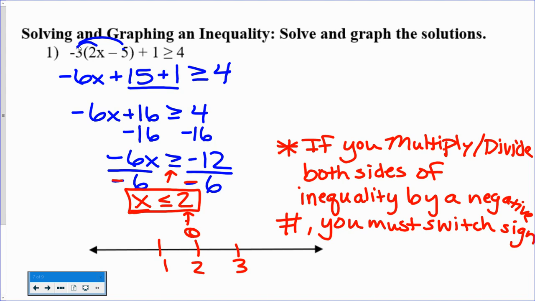Since it's equal to, I will close it. Where are all the numbers that are less than or equal to 2? They are all off to the left because 1 is less than or equal to 2. So that's what it would look like. Okay.